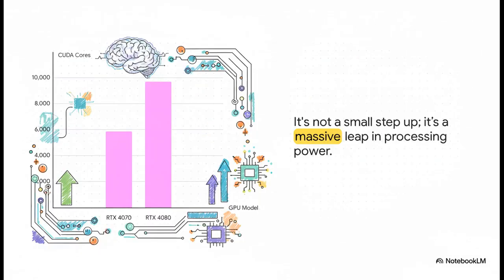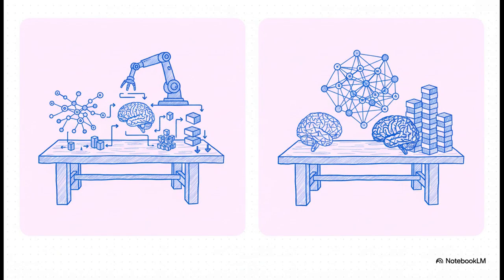And when you see it on a chart like this, it really hits home, right? It's not just a small bump. It is a massive leap in raw power. Honestly, this right here explains a huge chunk of that 50 to 70% performance gap we talked about right at the top.